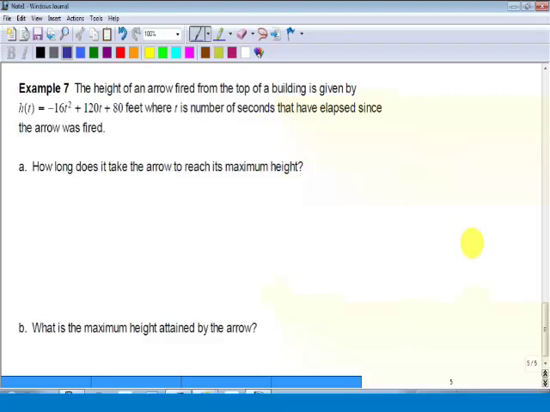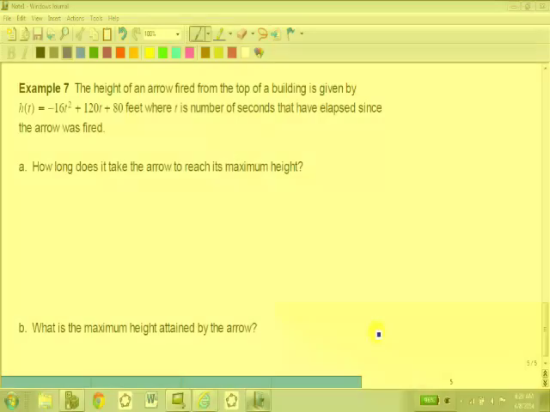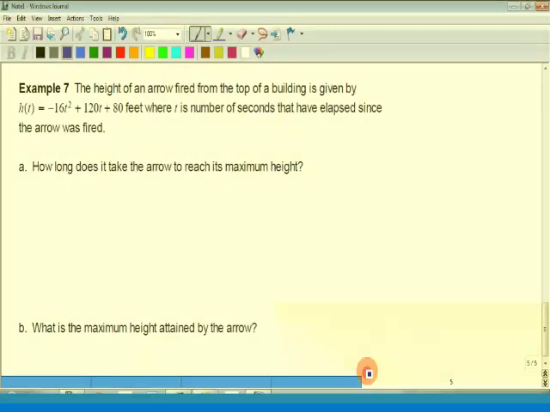Okay, it says the height of an arrow fired from the top of a building. First of all, I want to say probably not a good idea to fire an arrow from the top of a building. I don't see this ending well. So top of a hill, perhaps, where it's going to be safe wherever the thing lands. But anyway, the initial height of the arrow is 80 feet above whatever we're going to call the ground, 80 feet.